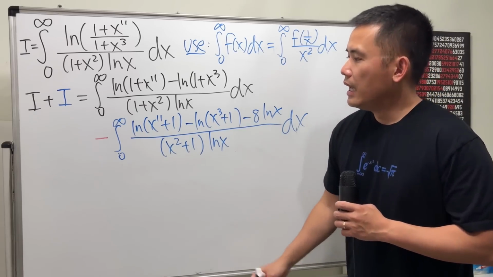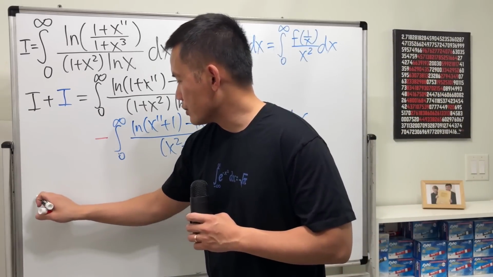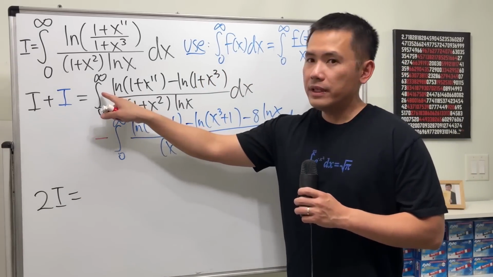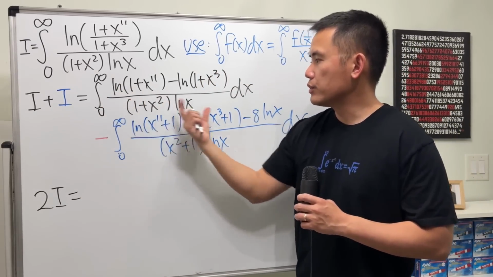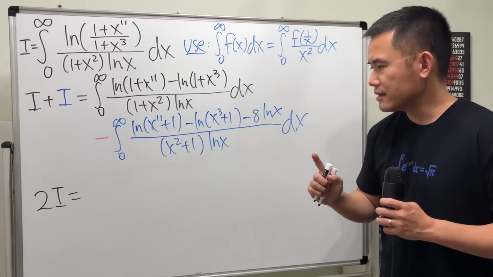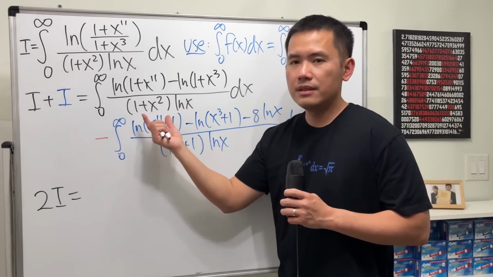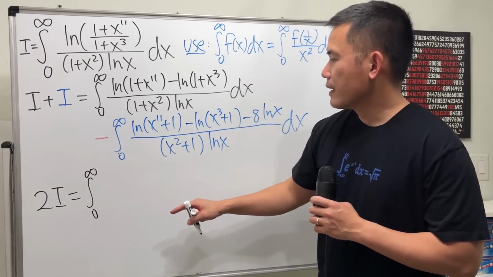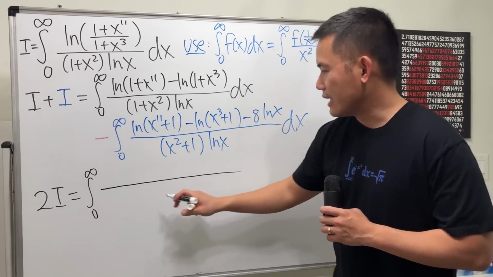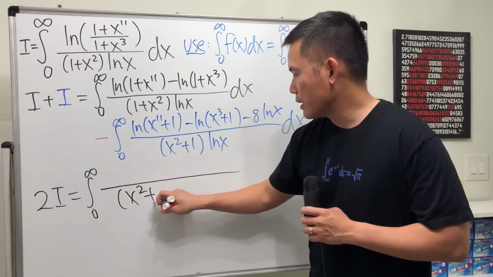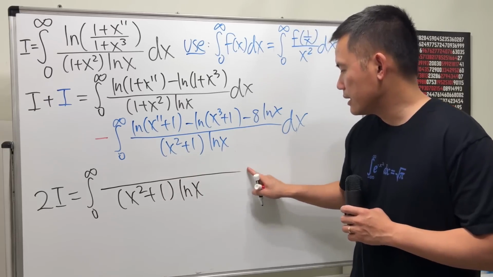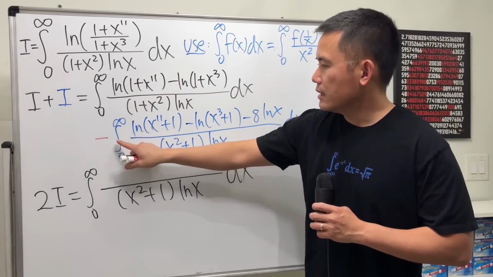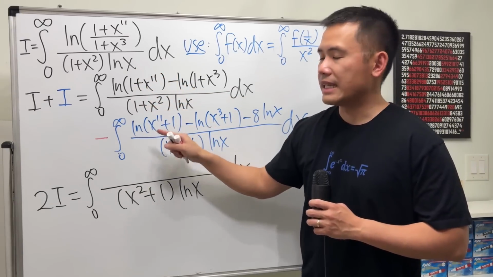Now what? On the left hand side, I plus I is just 2I. Now on the right hand side, both integrals are going from 0 to infinity, so we can just combine the inside, and it was super nice because the denominator is the same. So it will be just the integral going from 0 to infinity. Okay, we'll just have that denominator, which is x squared plus 1, and then ln x, and then dx. If we combine this and that, have a look, that's a subtraction. So this and that cancel.